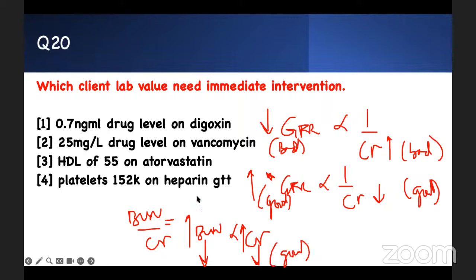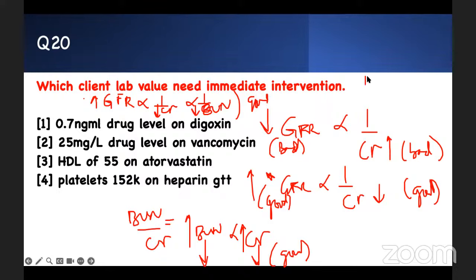So what is the relationship? I can put the three together. This is math, I'm just using math. GFR is inversely proportional to your creatinine. And it's also inversely proportional to your BUN. Therefore, if this goes up, this goes down, that means the level is low. This is good. That's what we want it to be. We want your GFR to be high, your creatinine to be low, and your BUN low.